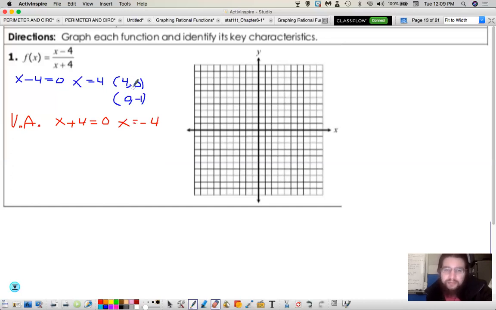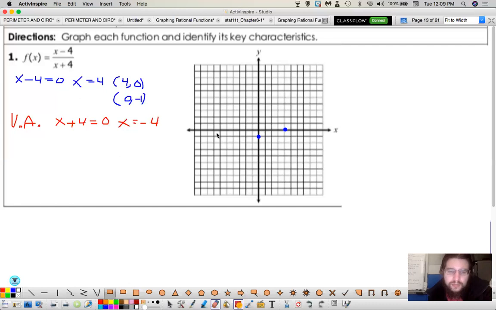Now my holes are obviously gonna make open circles, but for now I'm just gonna go 4, 0, and 0, negative 1. So those are actual dots on my graph. I'm putting them in blue. So I know their actual points, you know their actual points. My vertical asymptote is at x equals negative 4. I'm gonna go ahead and graph that. One, 2, 3, 4, and just a vertical line there, except I'm gonna put that in red, not white. And there we go.